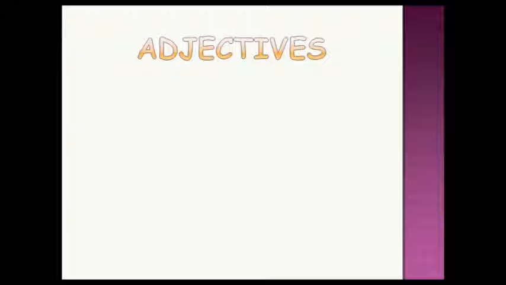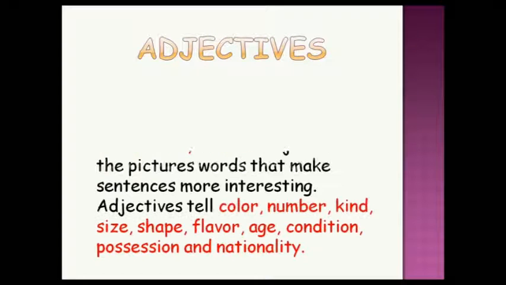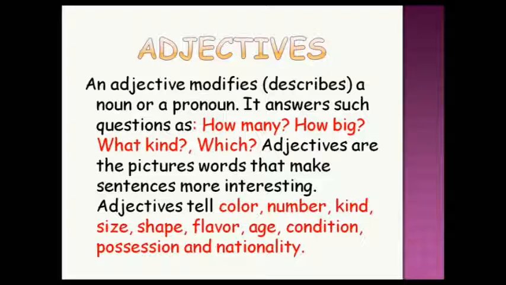In English we have some words that describe or identify the words, or in this case the noun. But in this case, what is an adjective? So we have to look at what it's about. First, we have to read this description. It says, an adjective modifies or describes a noun or a pronoun. It answers such questions as how many, how big, what kind, which, etc.